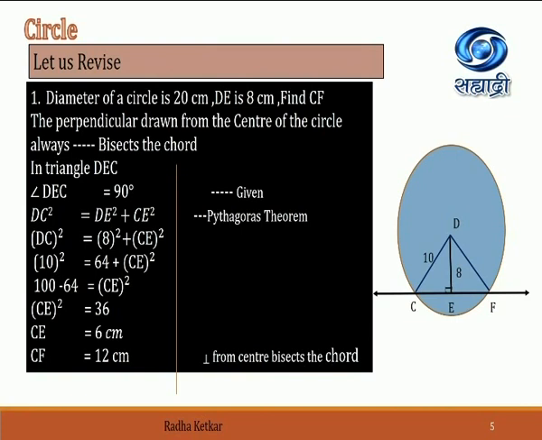DC square will be equal to DE square plus CE square using Pythagoras theorem. Substitute the values. DC we know it is 10. Substitute 10 square is equal to 8 square, that is 64, plus CE square. So 100 minus 64 gives you 36. CE square is 36, CE is 6, CF will be 12. Double of it because we know it bisects the chord. So CE will be half of CF.